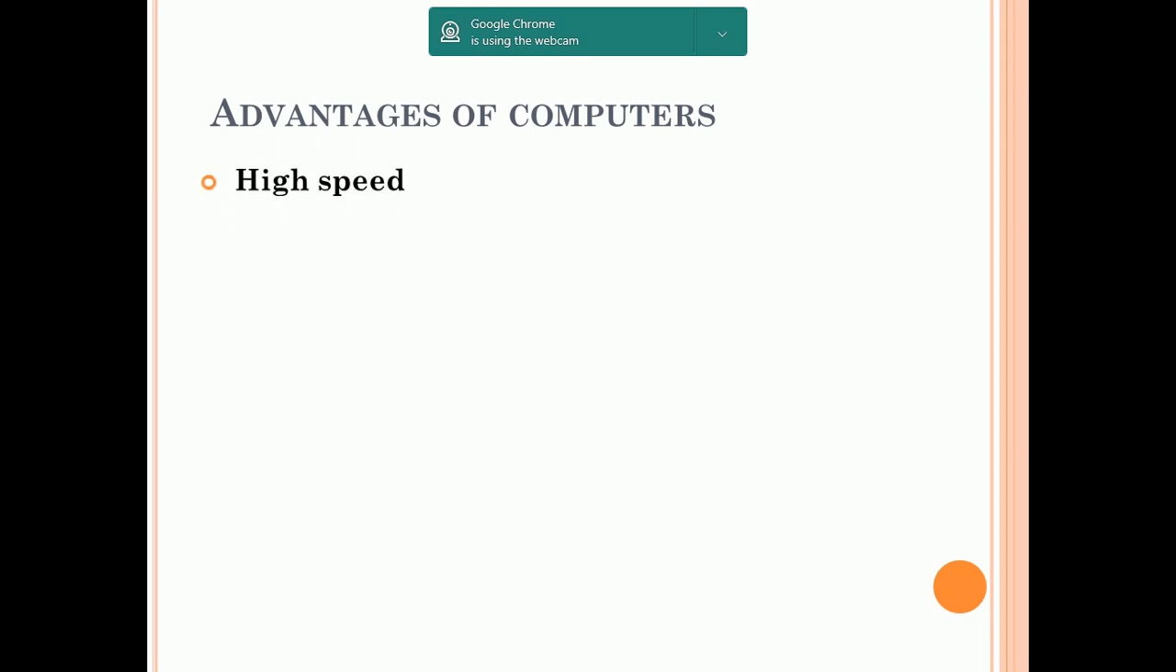So advantages: you all know the speed of computer is very high. It can perform millions of operations in 1 second. So it is very high speed. After that, the accuracy of the computer is high. It does not make any mistakes as compared to humans. So accuracy is very high.